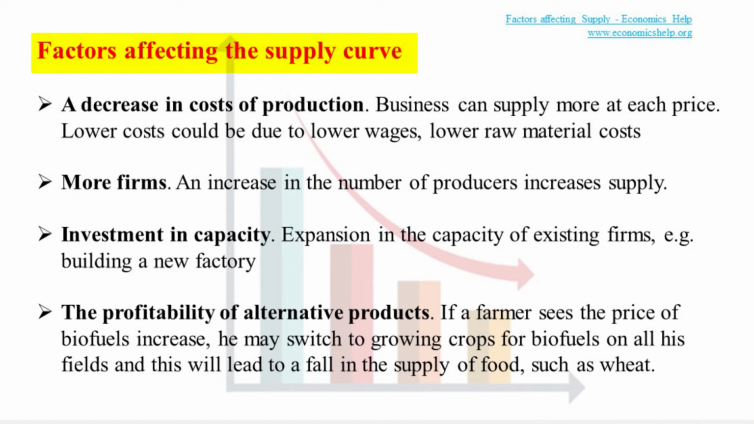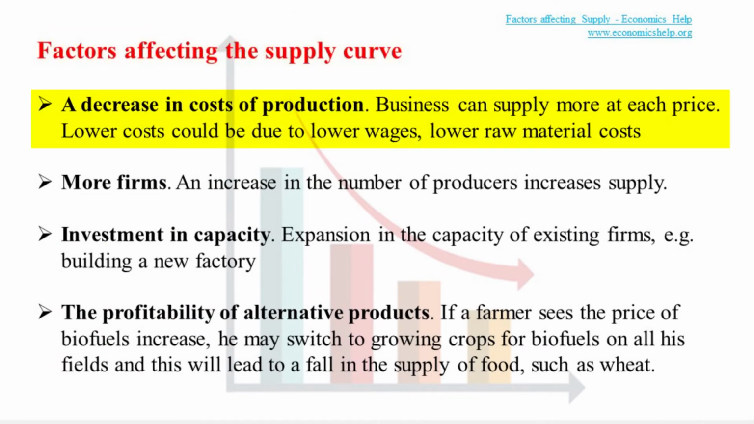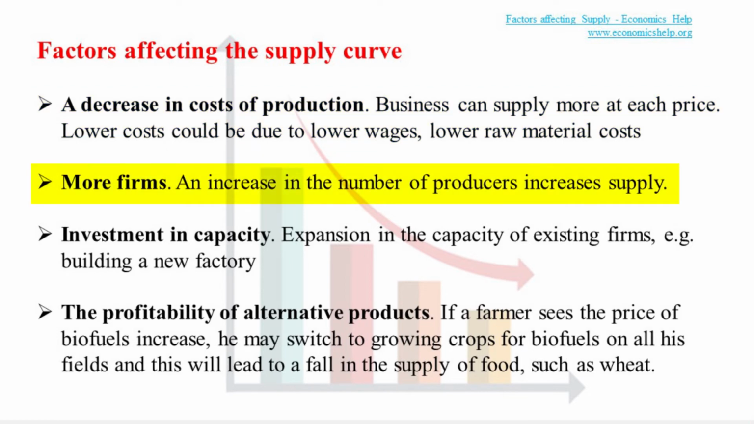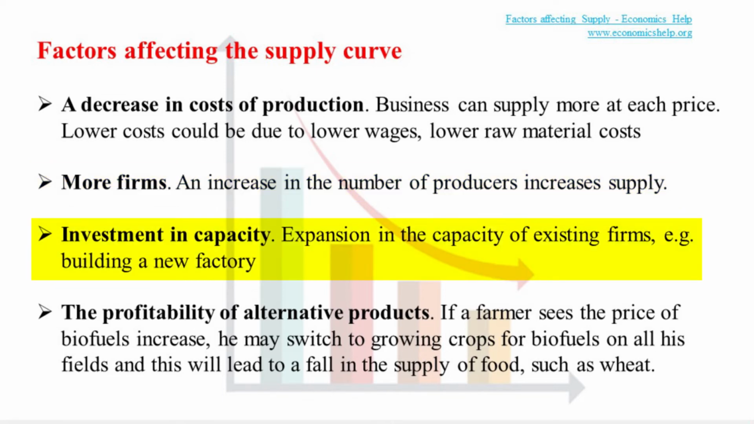Factors affecting the supply curve. A decrease in cost of production. Businesses can supply more at each price. Lower costs could be due to lower wages, lower raw material costs as well. More firms. An increase in the number of producers increases supply. Investment in capacity. Expansion in the capacity of existing firms, for example, building a new factory.